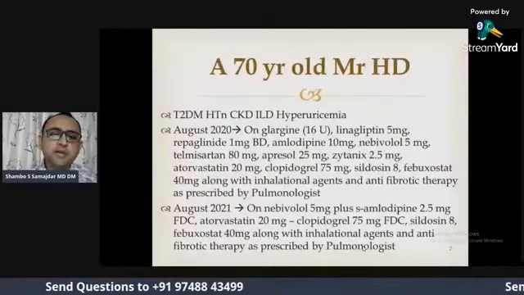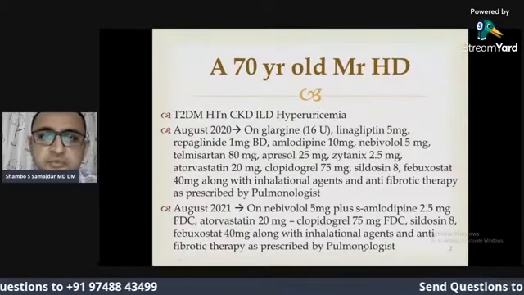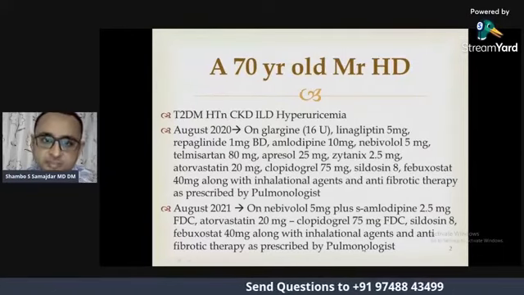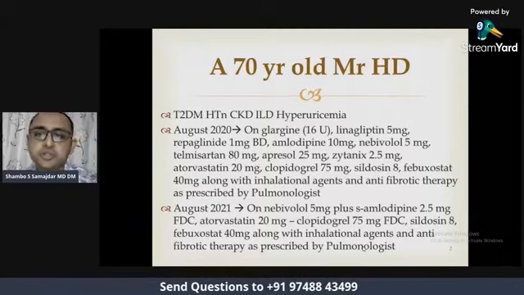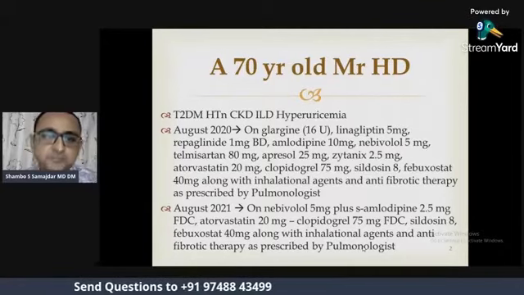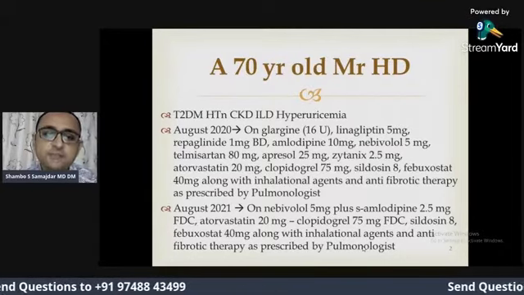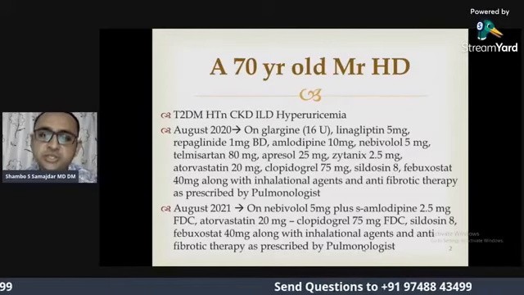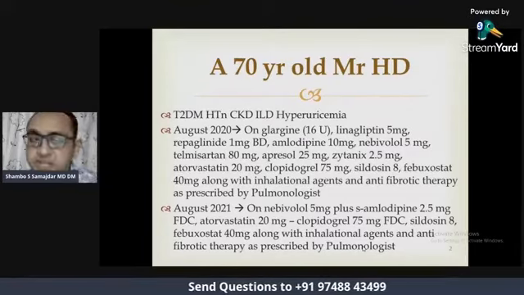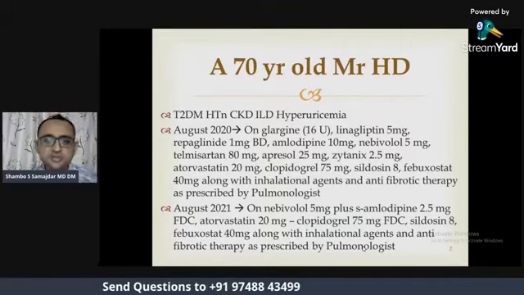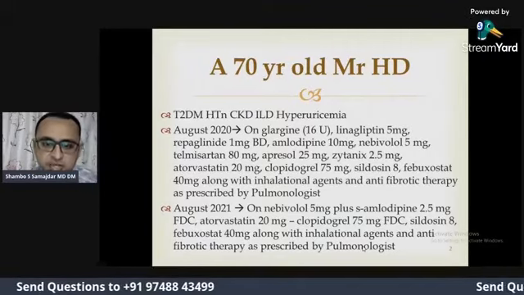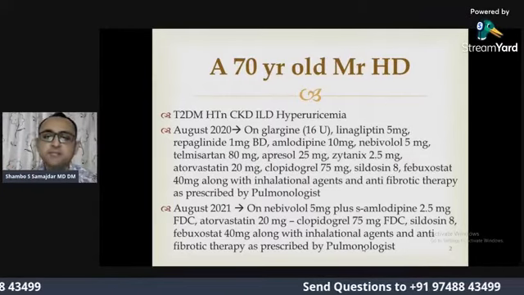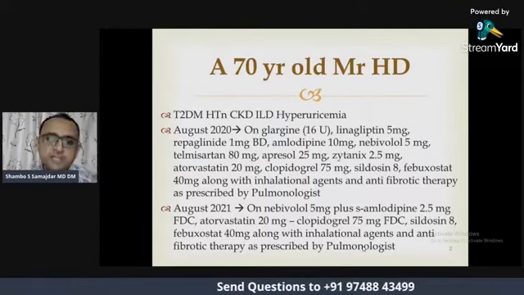Now I just want to start with one real life case that I faced 2 days back. A 70-year-old Mr. HD who had type 2 diabetes, hypertension, CKD, interstitial lung disease, and hyperuricemia. This is the medication chart he was on, from my prescription of August 2020.